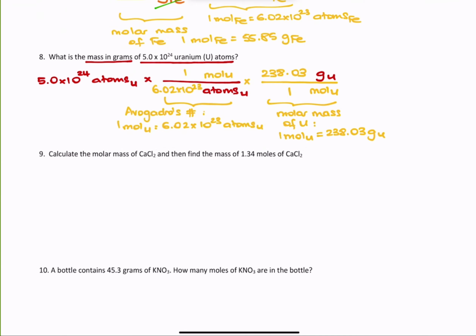Plug this into your calculator and you'll get, to 2 sig figs this time, 2.0 times 10 to the 3rd grams of U. 2 sig figs, 3 sig figs, 5 sig figs. Answer to 2 sig figs.